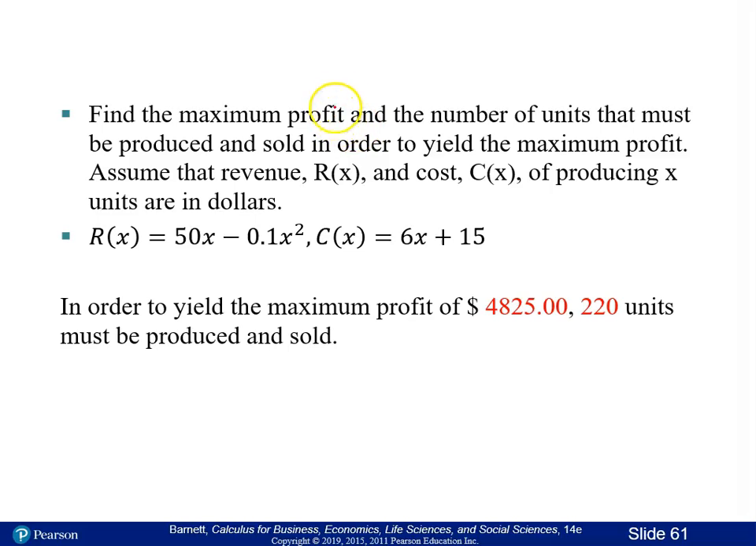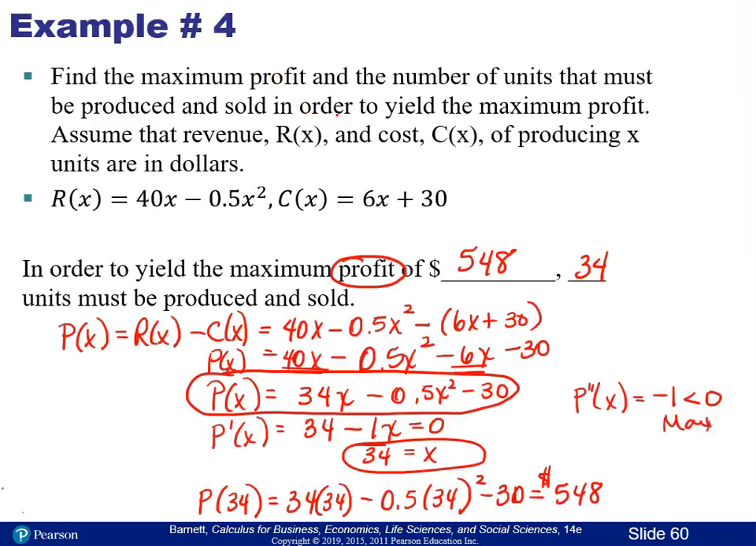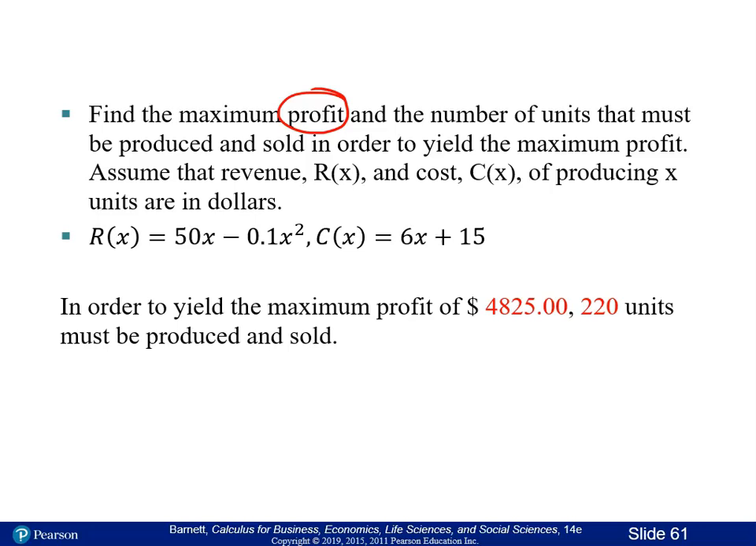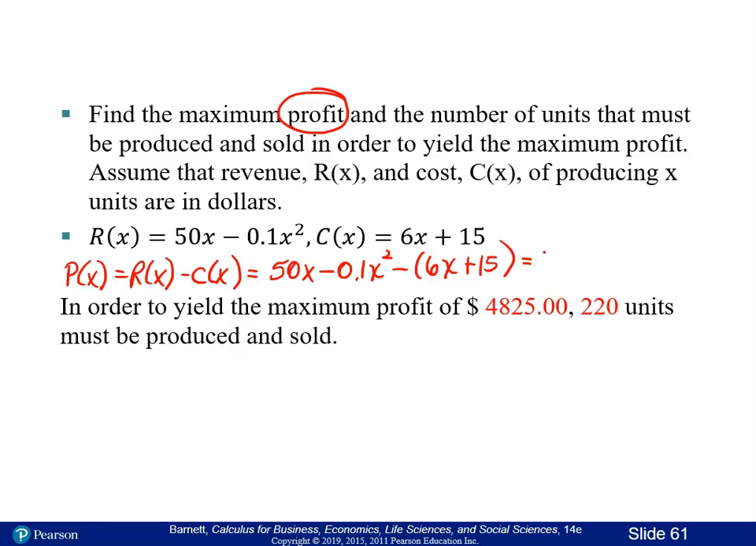Okay, so this one, again, we're finding the maximum profit. And okay, so we already have our answer here, but we'll take a look at how we get to that point. Again, these are good problems to practice with. So our profit then is going to be our revenue minus our cost. So we're going to have 50x minus 0.1x squared minus that cost. So I'll have 50x minus 0.1x squared minus 6x and then minus 15.